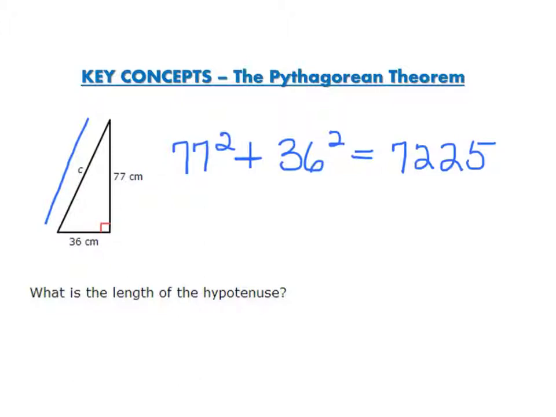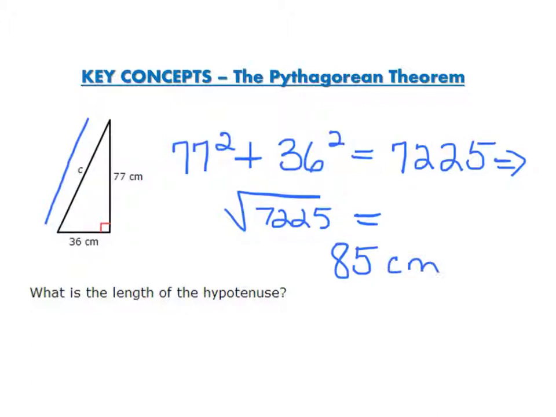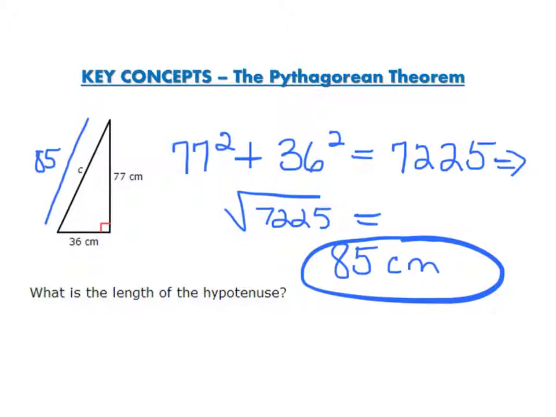So the sum of those squares is 7,225. Now that's not the length of the hypotenuse. I would hope that most of you would realize there's no way it could be that. So what I do now is I'm going to take the square root of 7,225, and when I put that in, my answer is 85. So the length of the hypotenuse is 85 centimeters. Another way you can always kind of guess if you're getting the right answer is the hypotenuse will always be the longest side. 85 is the larger number, so it's right.